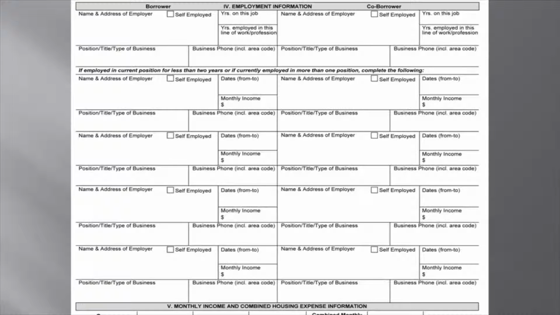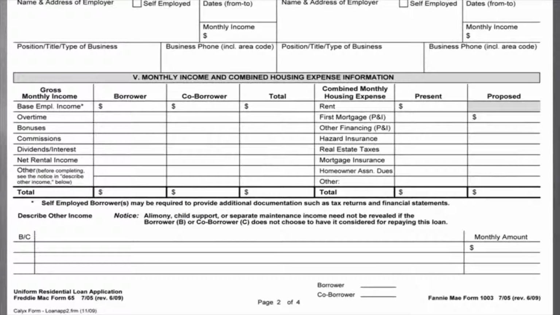If you have not worked at your current job for at least 2 years, or if you have multiple jobs, you will need to provide information on all jobs going back until you have a 2-year history. Your loan officer will have you sign a verification of employment form, VOE, which will be sent to your employer to verify your employment and earnings. A VOE form will also be sent to previous employers if you have been on the job less than 2 years. Use your gross income for the monthly income column in Section 5.